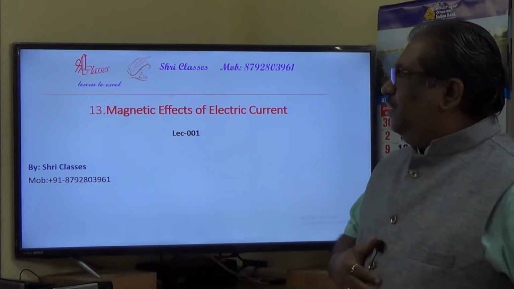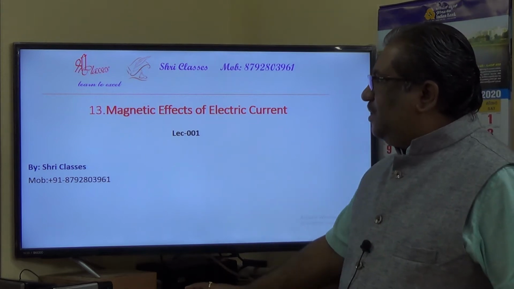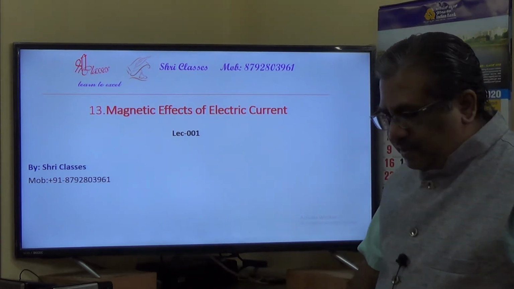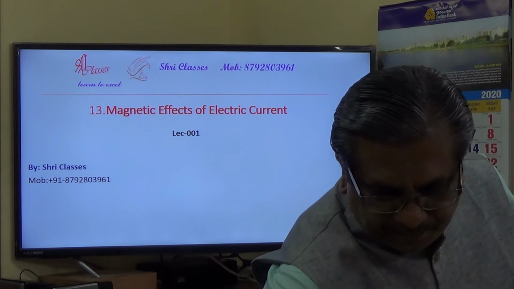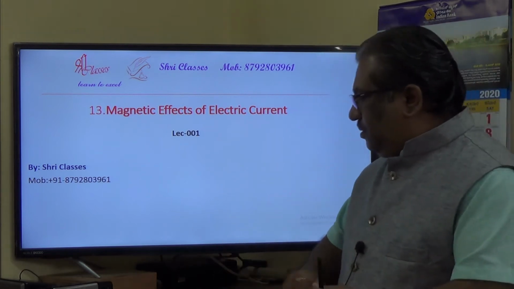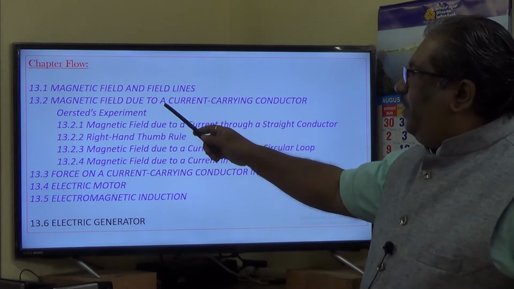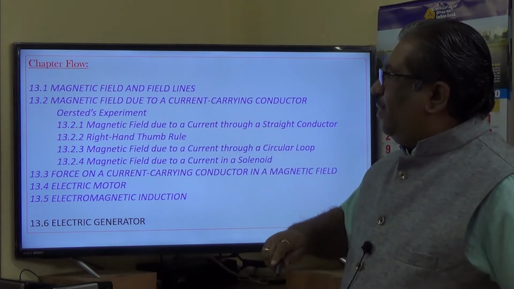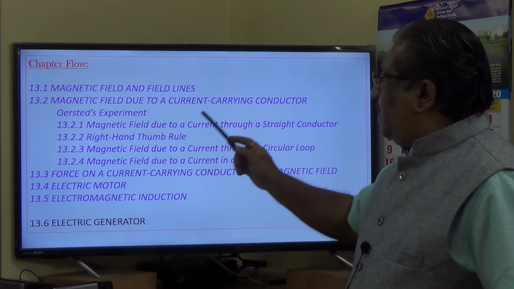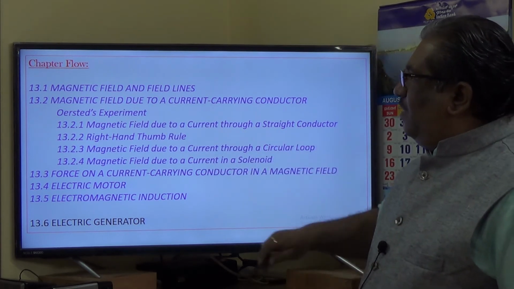We'll begin with chapter number 13, physics chapter, magnetic effects of electric current. So let us see the chapter flow. Magnetic field and field lines. Magnetic field due to a current carrying conductor.